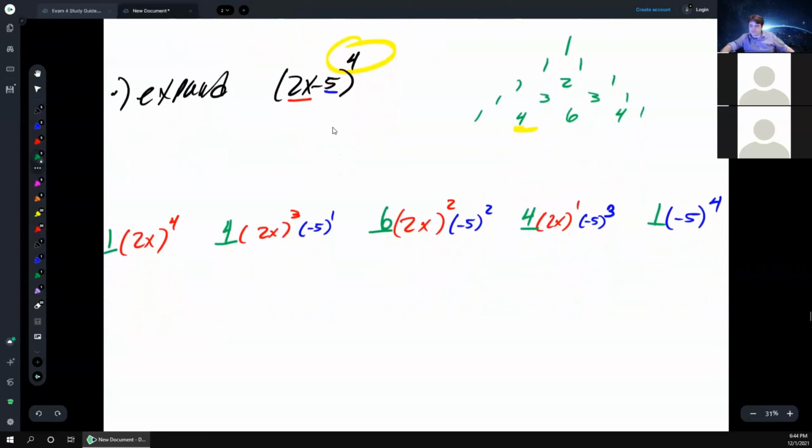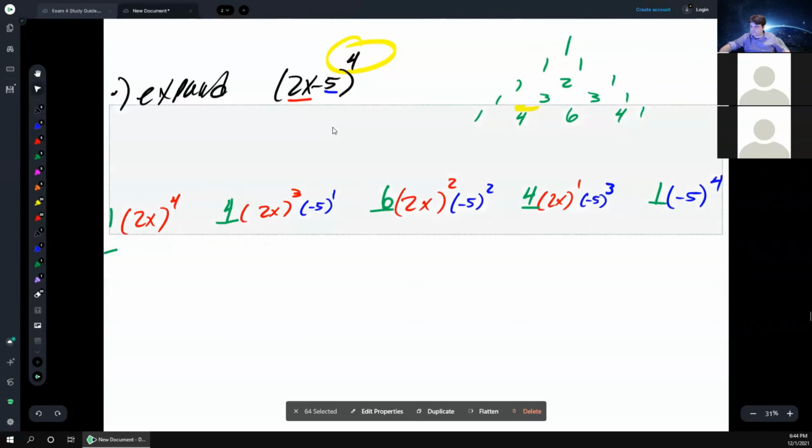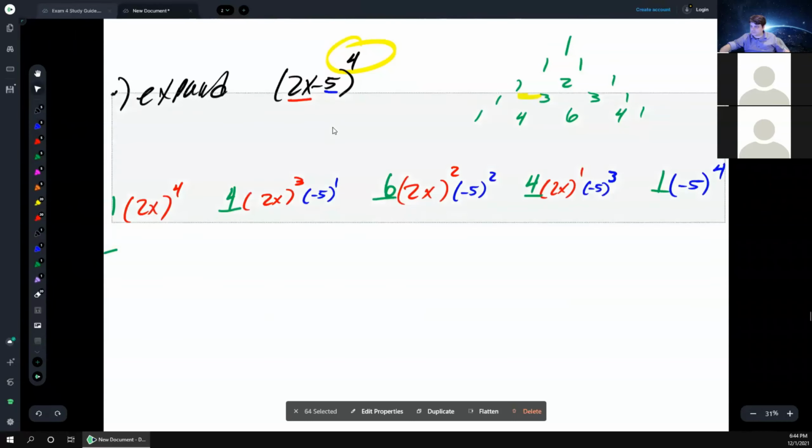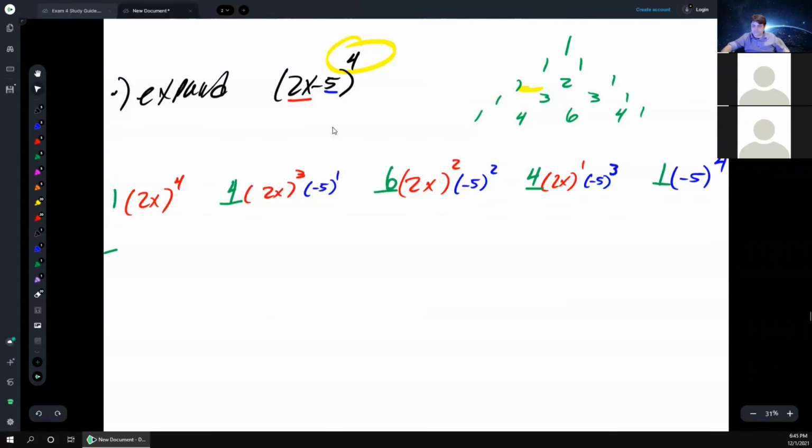Okay, these are the individual pieces. Are there any questions on this? Because this is kind of the hard part. This is the theory part. If you understand this part, everything else is just doing powers and numerical calculations. There's not much else to this. This, I would say, is kind of the hard part.